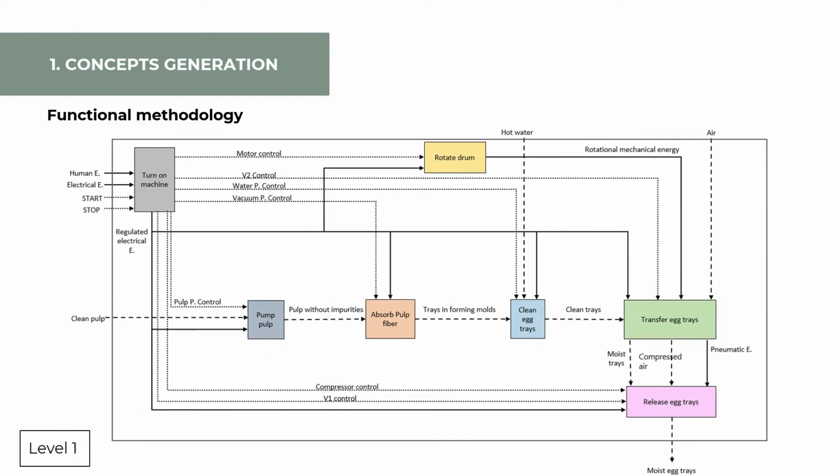Level 1 of the functional diagram is shown, noting the necessary subfunctions for the operation of the machine. The inputs and outputs between each subfunction are also shown in detail, with which their interactions can be appreciated.